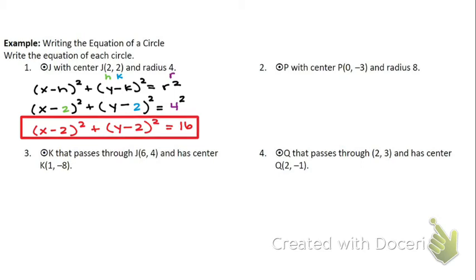On number 2, I want you to pause this video and see if you can label your coordinates and the information that you're given properly. So remember, the center is h, k, and the radius is r. So now let's substitute. x minus h squared plus y minus k squared equals r squared.